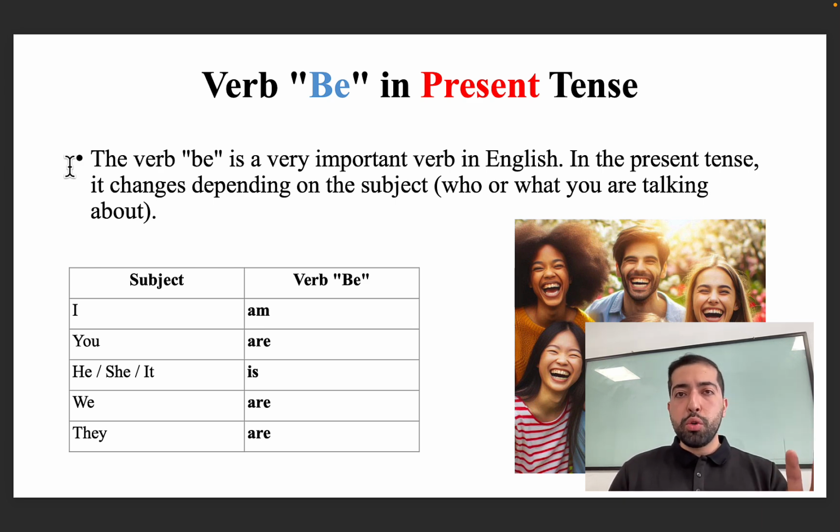When you're using you, you are going to use are. Whether it's plural or singular, it doesn't matter. When you're talking about he, she, or an object which is going to be it, you're going to use is. When you're going to use we or they, you're going to use are.